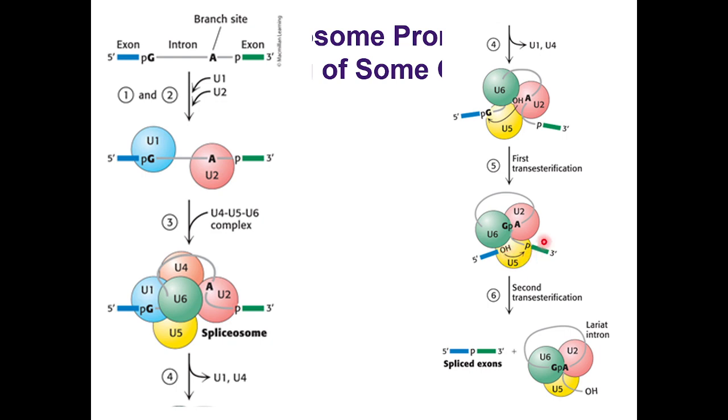This is the second transesterification. That's going to join your exons together, and that will give you your spliced exons. They'll drift off. Okay, and then that will end up giving you your lariat intron right here. And again, that's just the intron portion. Anybody have any questions about that? No? Okay. So at that point, we actually had the exons linked together, and we have excluded the intron completely.